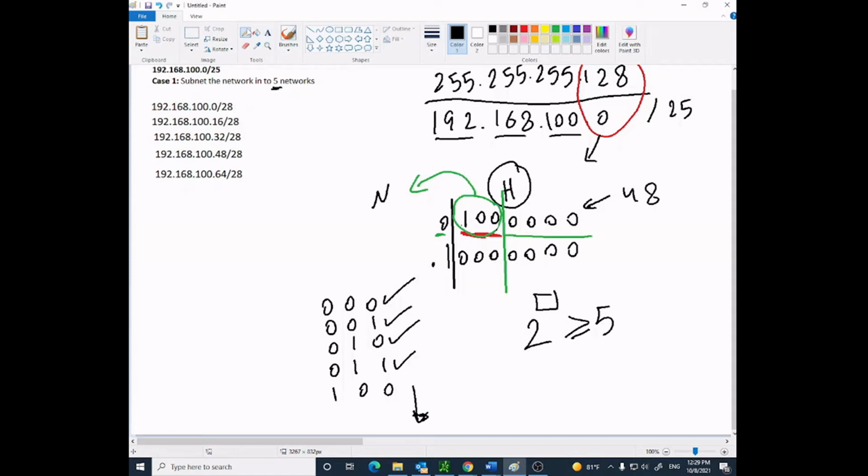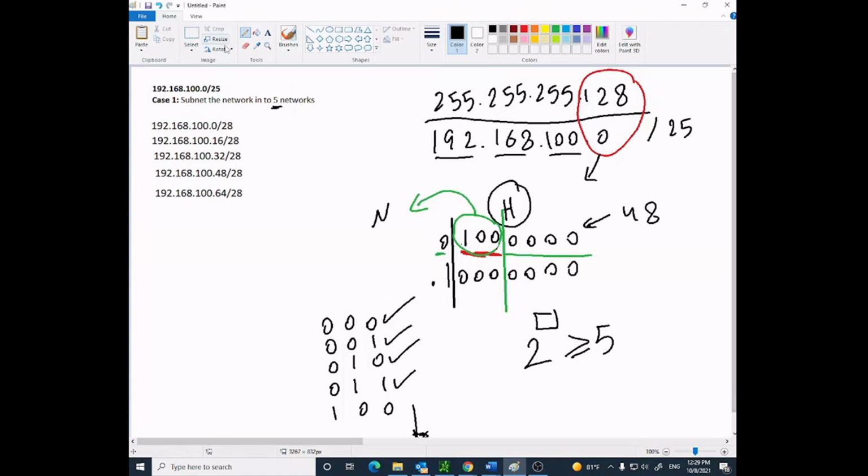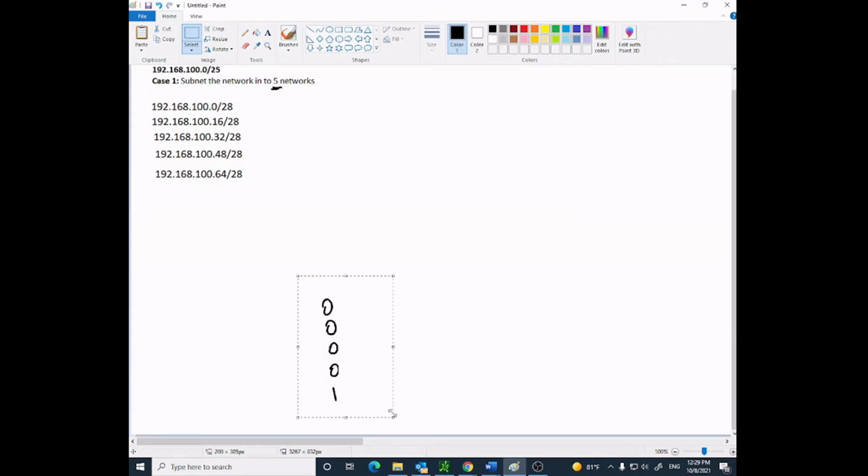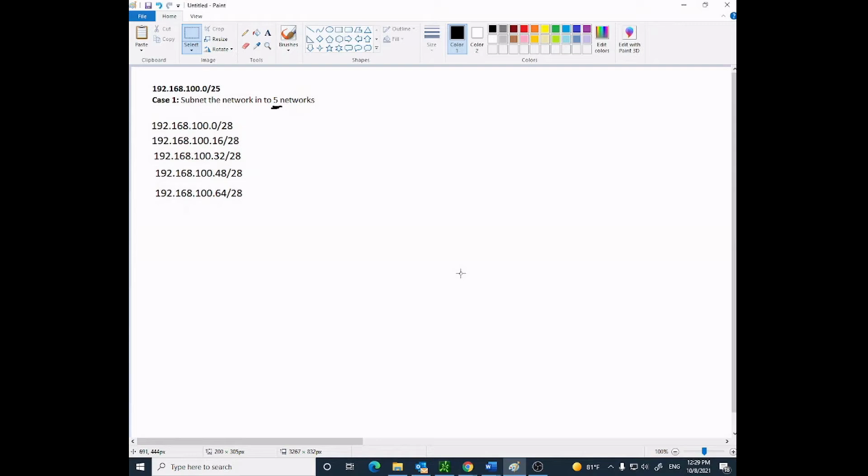Let me take out all this calculation here. I'm going to take one of those as an example just to show you how to extract information about each one of them. So let me take this one in the middle, for example. I want to know what is the subnet mask, what is the IP address, what is the first available IP address, what is the last available IP address, what is the broadcast, and what is the number of hosts.